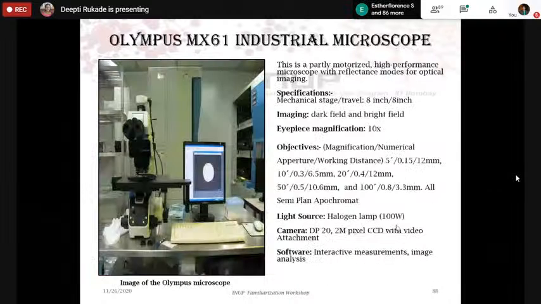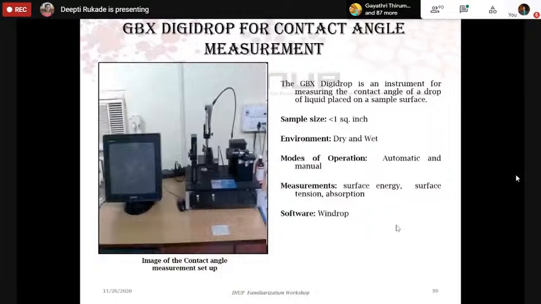Then we have an Olympus microscope that is used for looking at the feature size post development. We also have a contact angle measurement. This is normally used to measure things like surface energy and surface tension of the sample. It also gives you the properties of that particular material on which you are going to check the contact angle measurement.